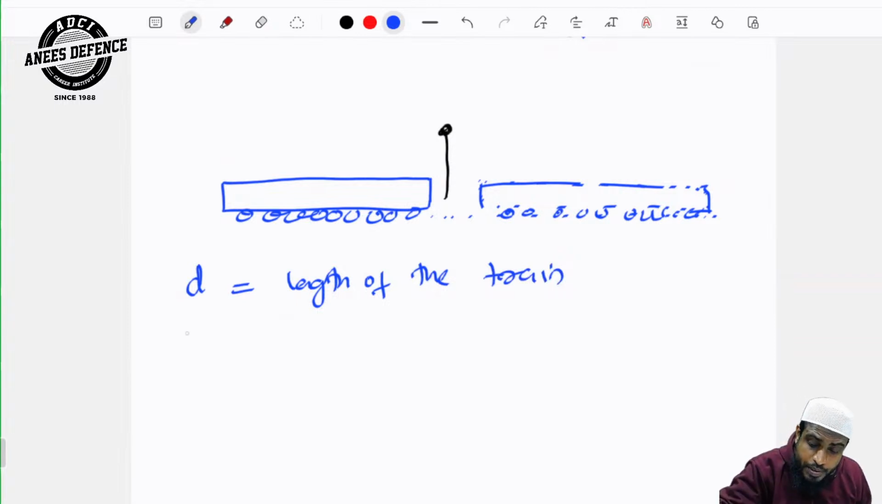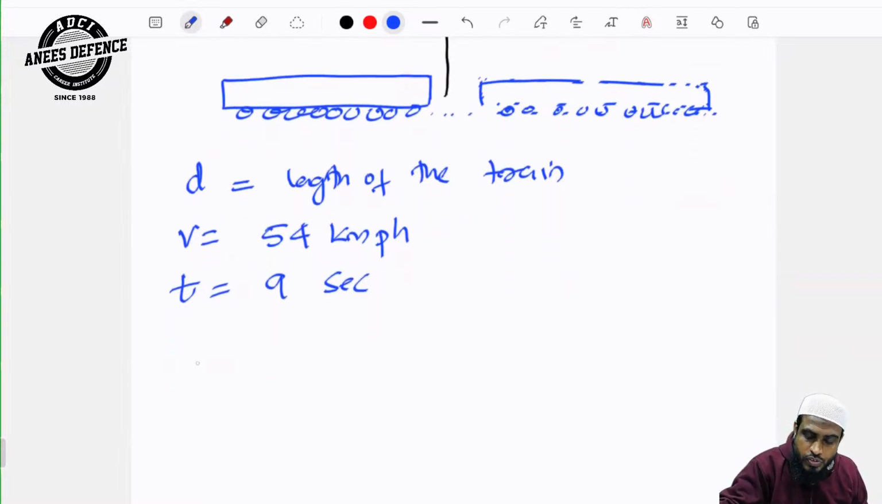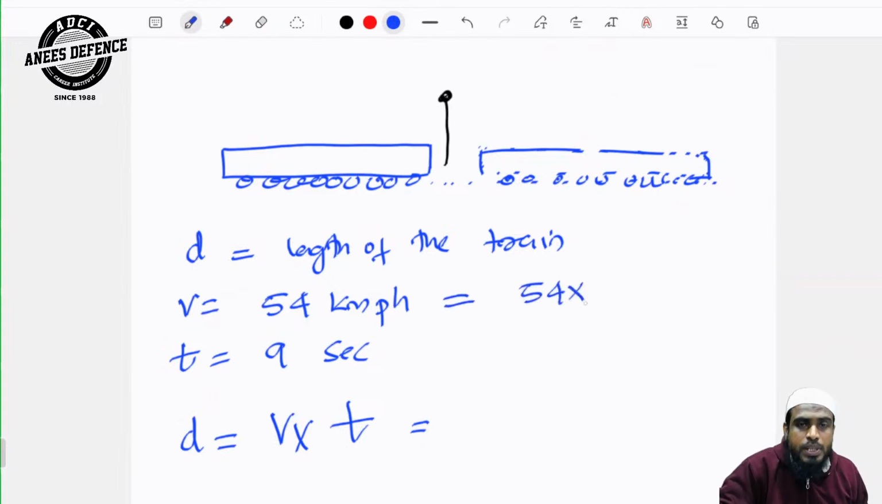What is the speed of the train? It is given as 54 kilometers per hour. kmph means kilometers per hour. How much time did it take? 9 seconds. So what is the length of the train? Distance is equal to velocity or speed into time. Velocity is 54 kilometers per hour. The answer here is given in meters, so first of all you have to convert into meters per second. So 54 kilometers per hour means how much meters per second?